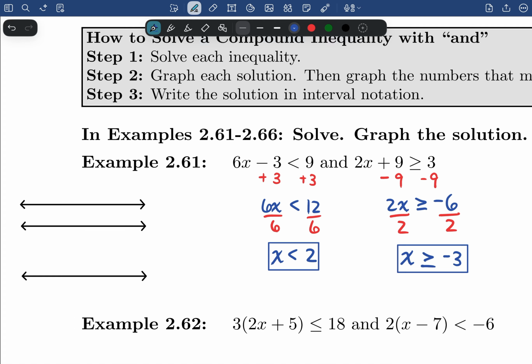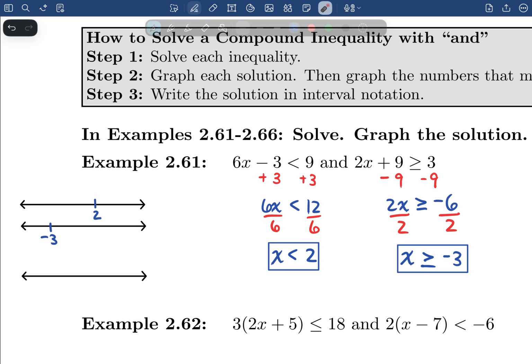And now I'm going to graph each of those solutions. Here I have 2 number lines to graph the 2 solutions separately. Okay, so oftentimes it helps to graph these visually. So I go to 2 and -3. Okay, so this is 2, this is -3.